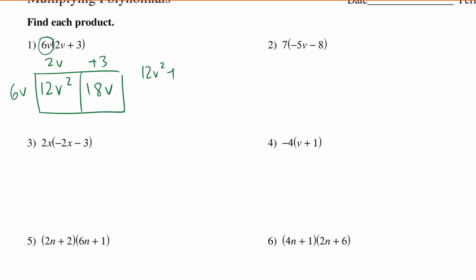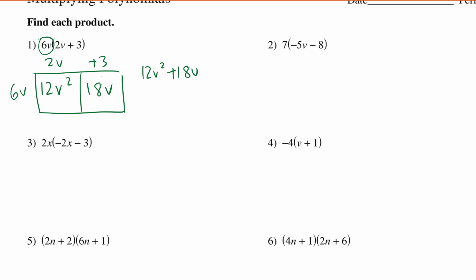12V squared plus 18V. Can I add or collect any like terms there? Can I simplify that any further? No, because I've got V squareds and I've got V's. I don't have the same letter combination. Does that sort of make sense? Yeah? Lots of people coming up to me asking me that question.